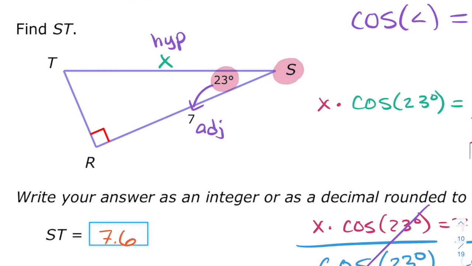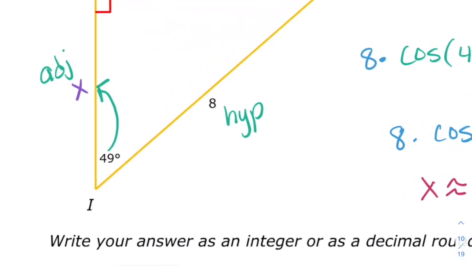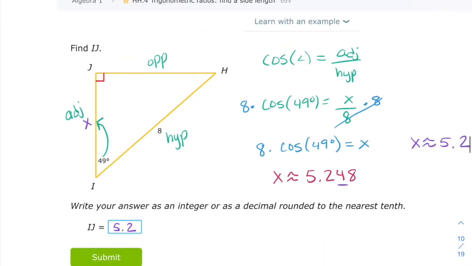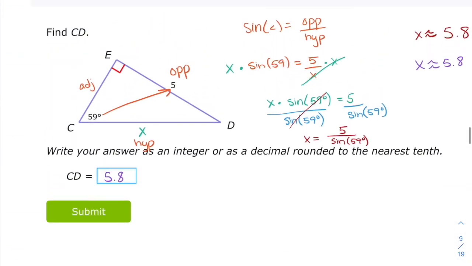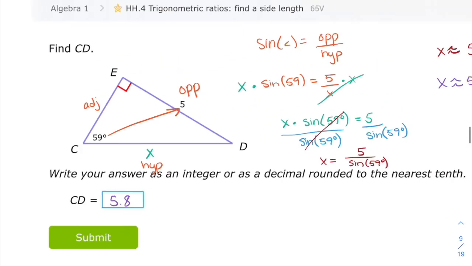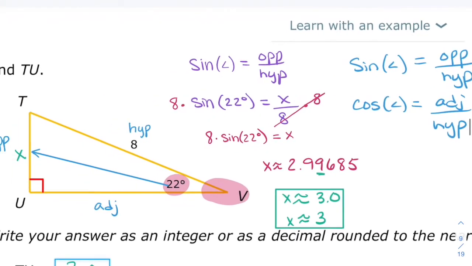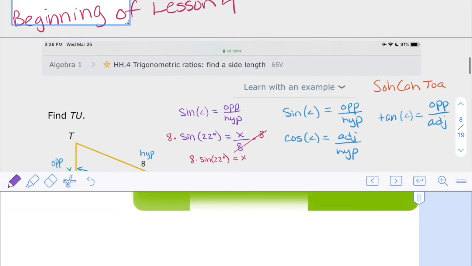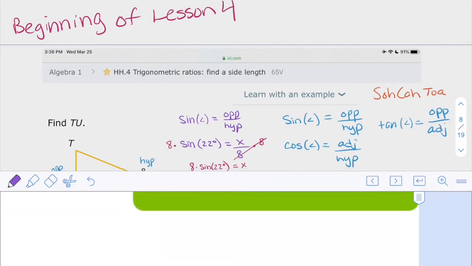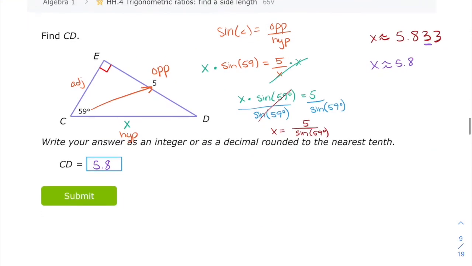7 and 7.6, those are reasonable. 8 and 5.2, yep, those are reasonable because it's shorter than 8. 5.8 is reasonable because it's the hypotenuse and the longest side appears to be 5 other than the longest side, which is the hypotenuse, 5.8. Here, 3 and 8, those make sense because it's got to be shorter than it. Whoa, I don't know what I just did. That was crazy. I've never seen that toolbar before.